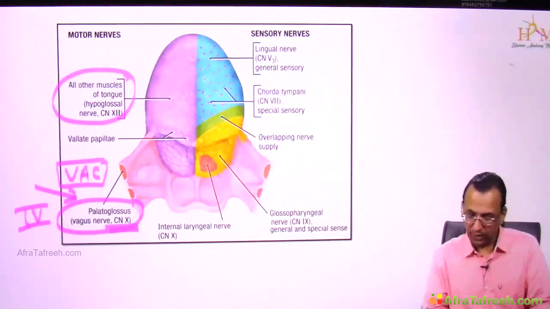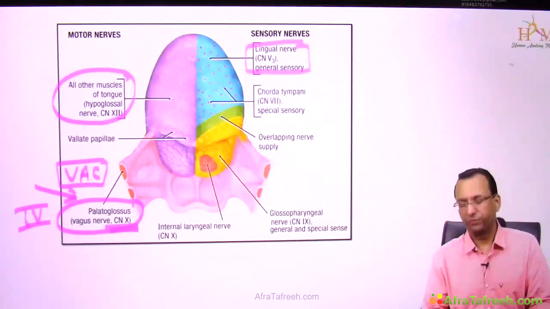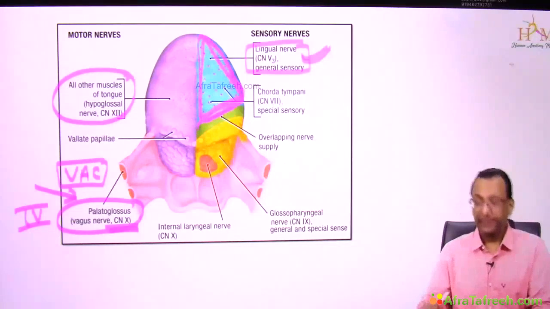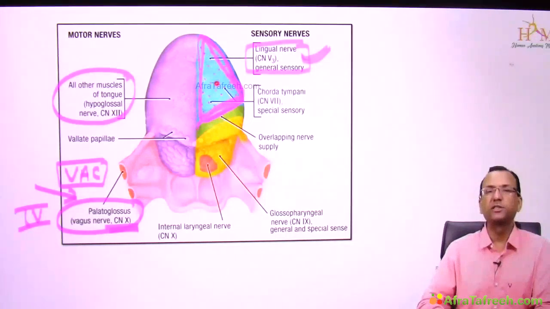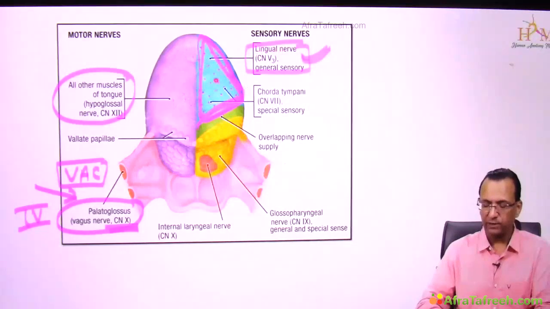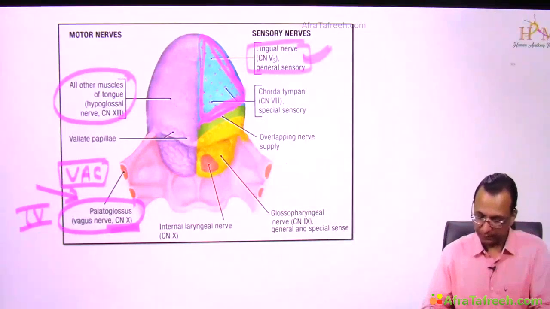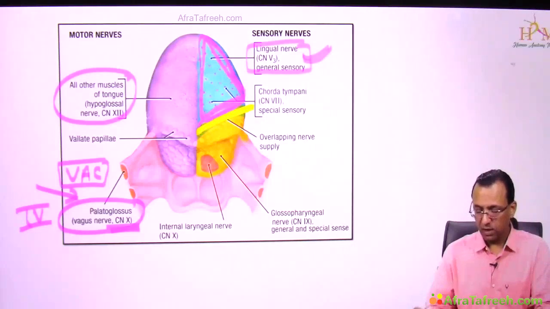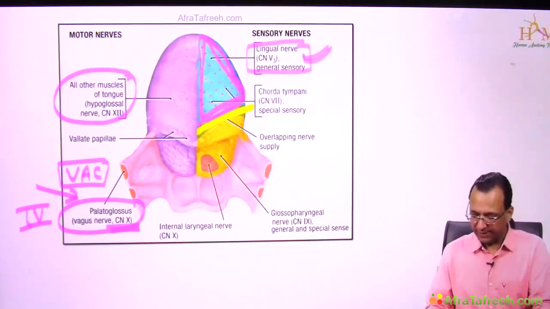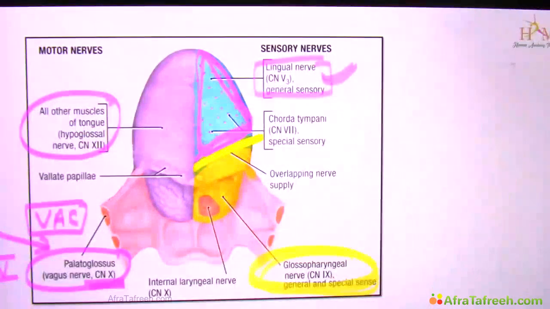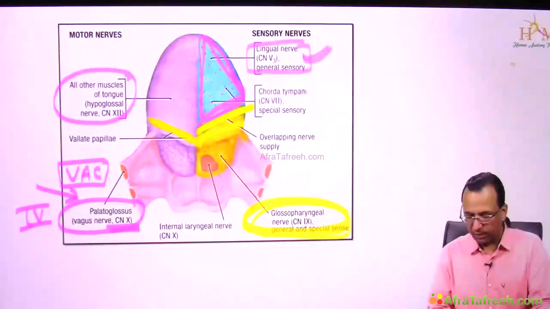Sensations, you know. The lingual nerve, a branch of the mandibular nerve, a branch of the trigeminal, carries general sensation from the anterior 2/3 of the tongue. But if you're talking about the posterior 1/3, then it is the glossopharyngeal nerve. Even the circumvallate papilla. This is the circumvallate papilla, and that is the glossopharyngeal nerve, yes.